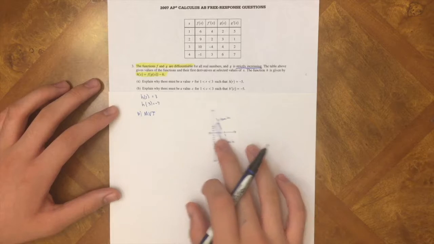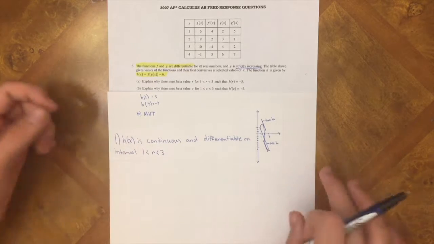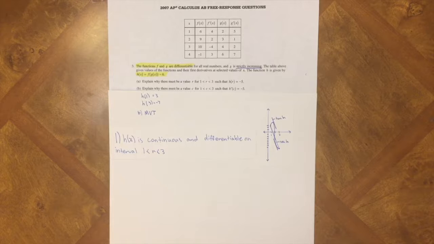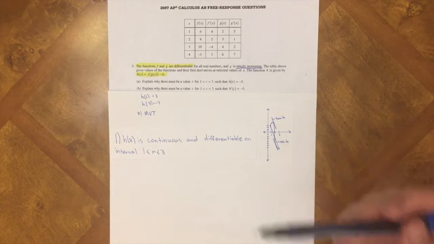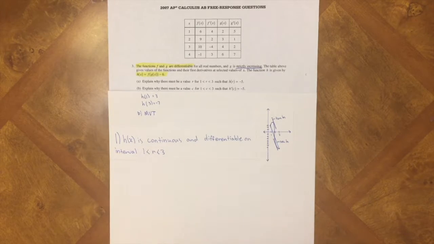So to prove this, to make the College Board happy, we have to show three things. The first of which is that h of x is continuous and differentiable on the interval 1 < x < 3. And we basically proved that last time with the f and g being composite functions of h.